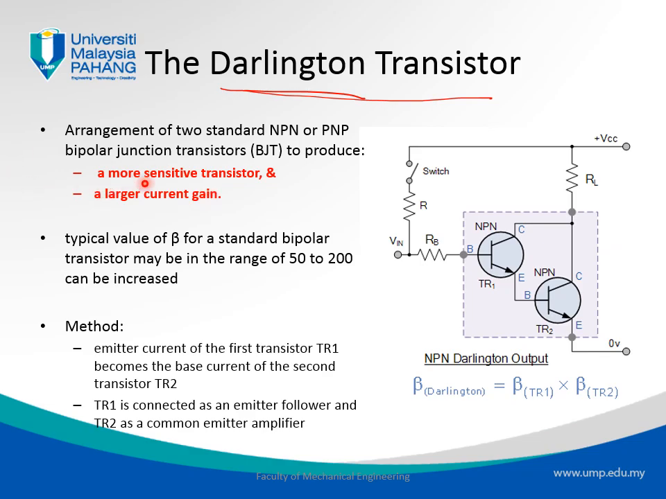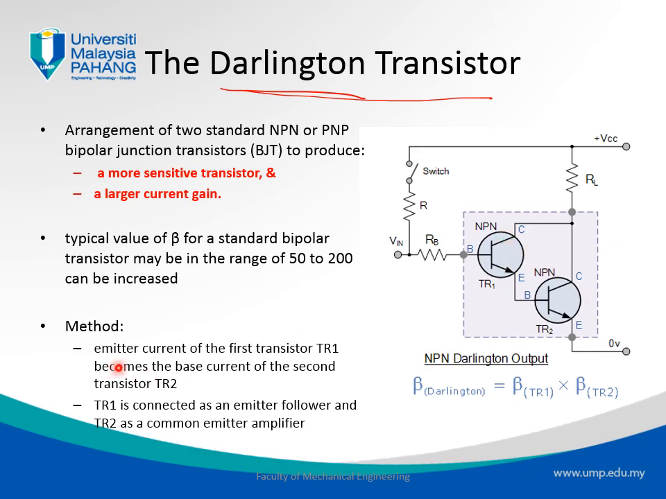The first one is to get a more sensitive transistor and a larger current gain. So for example, if we have a typical value of beta, of the gain, ranging from 50 to 200, and it is insufficient, then we might want to increase the beta. So how do we increase the beta? By putting basically two transistors in this configuration, one after the other. Of course, it will be the same type, NPN or PNP.